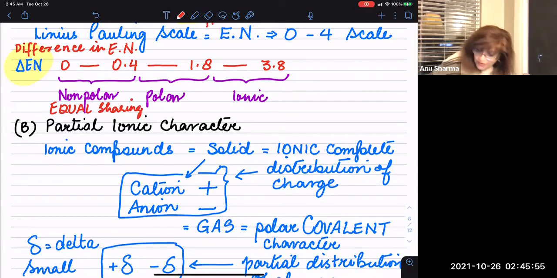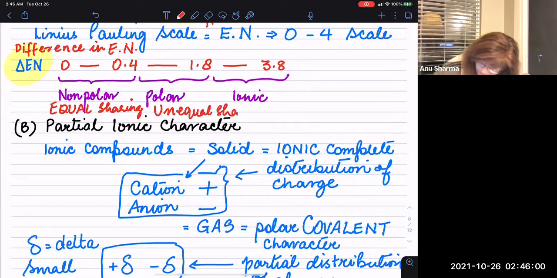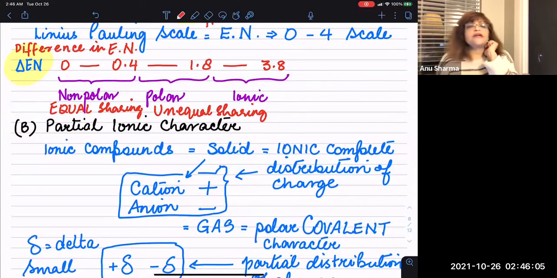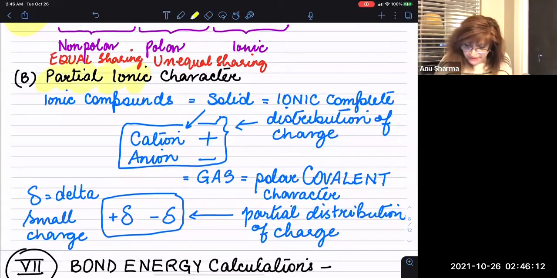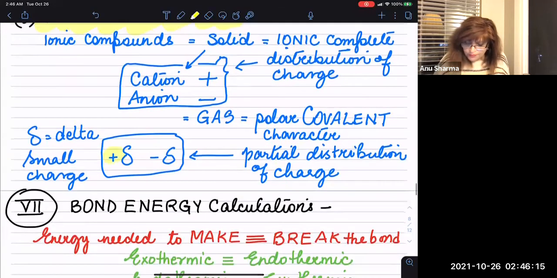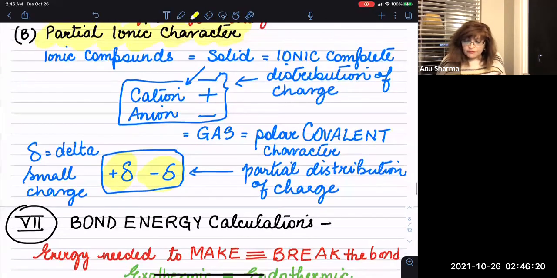And in the case of polar, it is unequal sharing. Unequal sharing is going to lead to a partial ionic character. That is where you form the delta positive and the delta negative. If there are ionic compounds, the charges are completely distributed. Complete distribution of charge leads to a full positive and a full negative charge. So it's the ionic compounds.